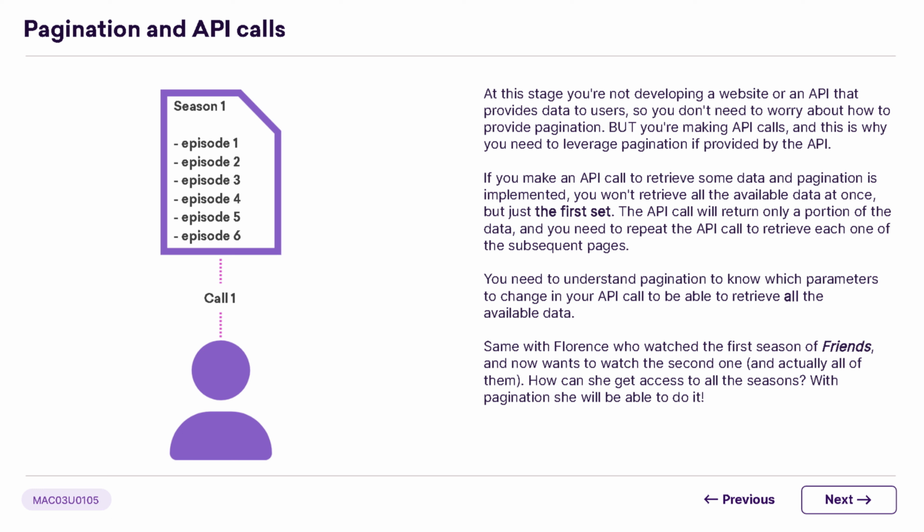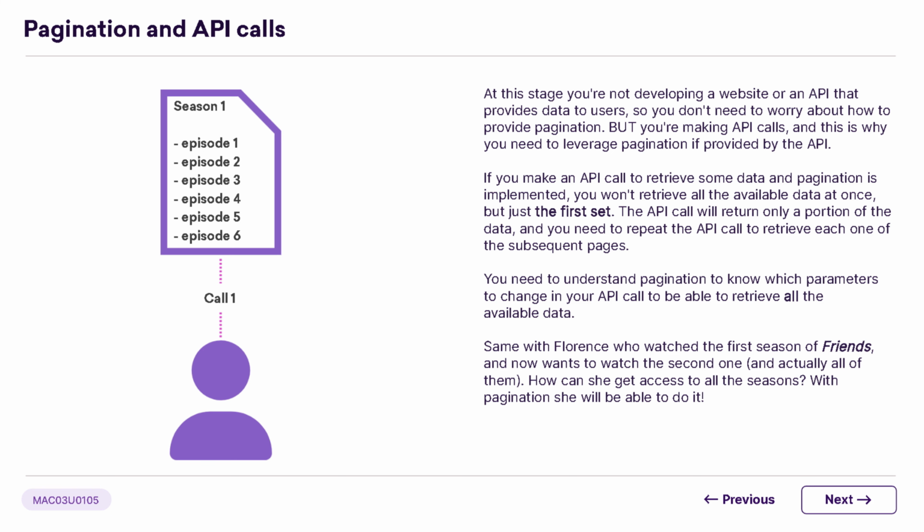Now consider Florence, who wants to watch all the seasons of her favorite show. With pagination, she can sequentially access each season by sending repeated requests for new data pages. Mastering pagination involves knowing which parameters to adjust in your API calls to navigate through all available data efficiently. This skill ensures you capture every piece of information you need without overwhelming your system or missing out on parts of the data set.